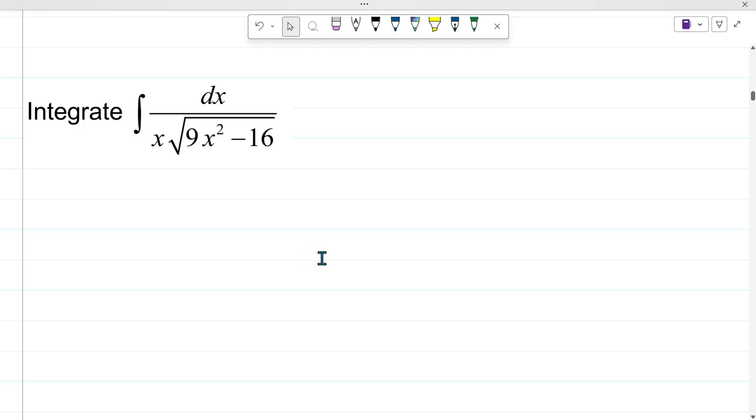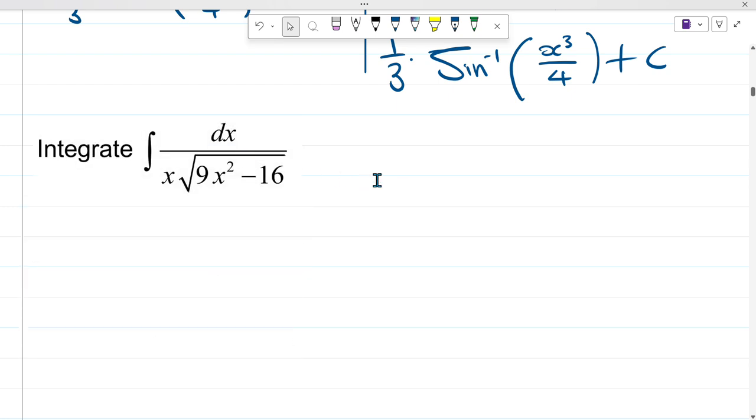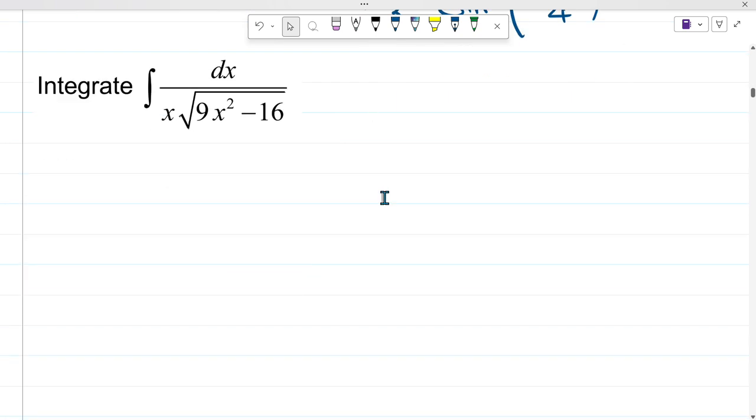All right, we have another guy here. Let's see what damage we can do to this guy. So now we need to integrate 1 over x, 9x squared minus 16.